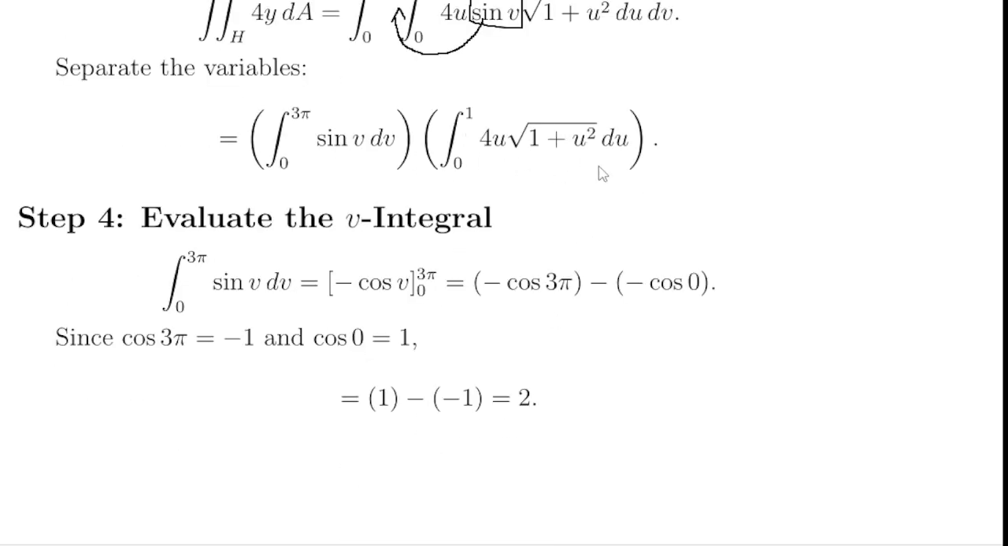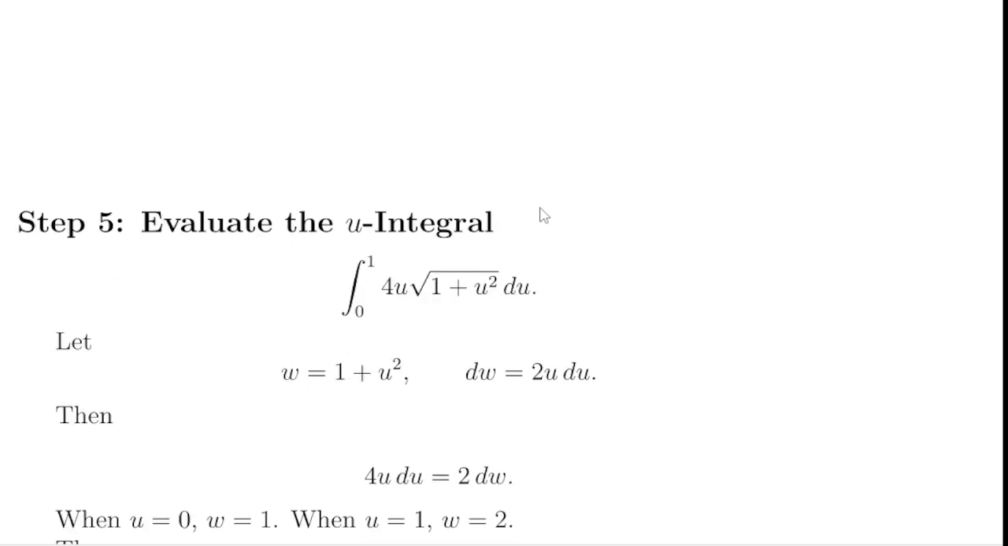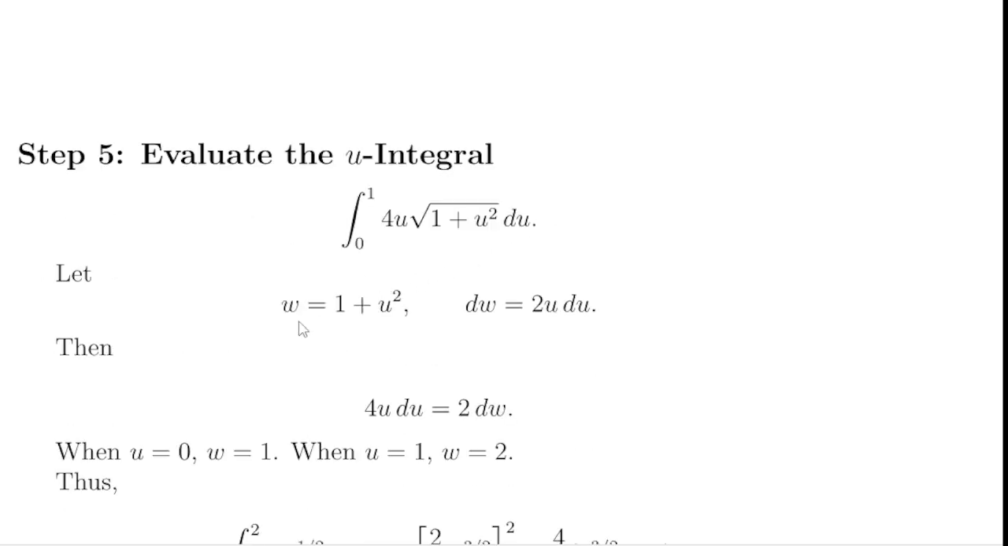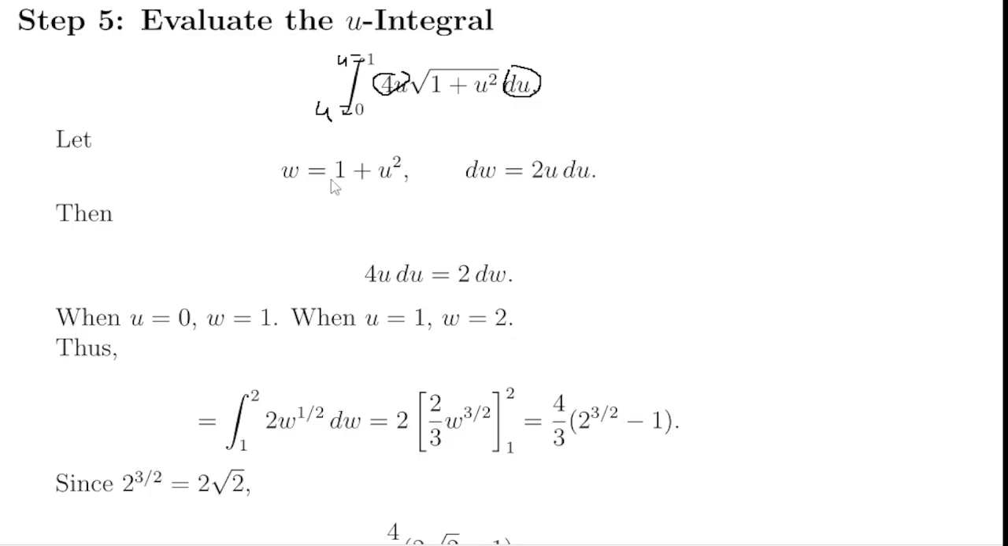And then to do the second integral, we have to use u substitution. So we'll use a different letter than u, so we'll say w. w is 1 plus u squared, so dw is 2u du. We have 4u du, which means you multiply both sides by 2 to get 4u du is 2 dw. These limits are in terms of u out here. So when u is 0, we just plug it in here: 1 plus 0 squared is 1. And then when u is 1, 1 plus 1 squared is 2.